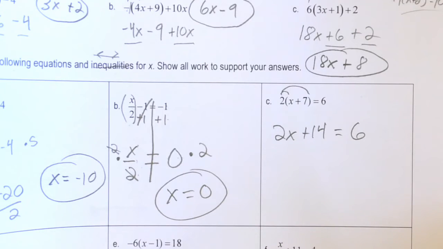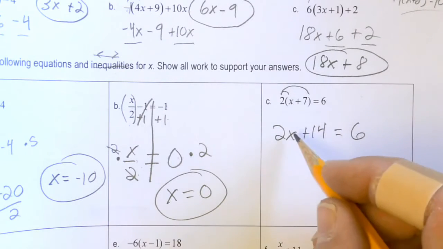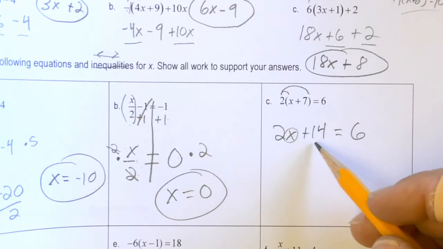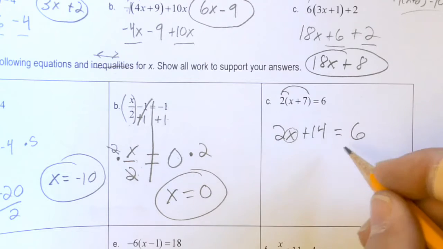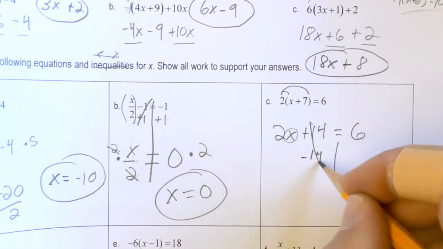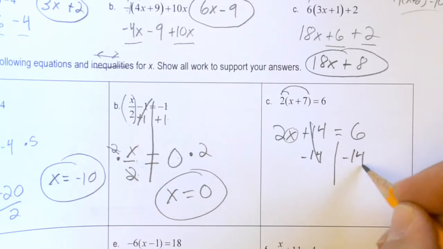Well, now it becomes a 2-step equation, right? I want to solve for x. I got to get rid of any adding or subtracting to the side of it. So if that's a +14, I need to subtract a 14. Boom. Subtract a 14 on both sides. Rewrite my equation every time.